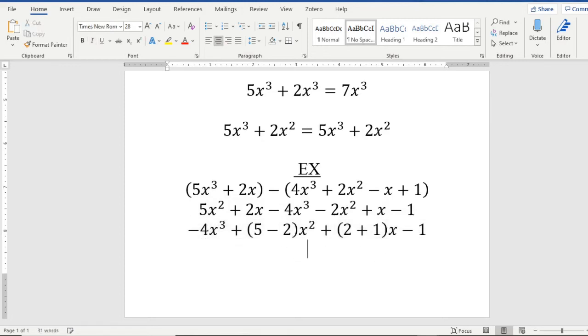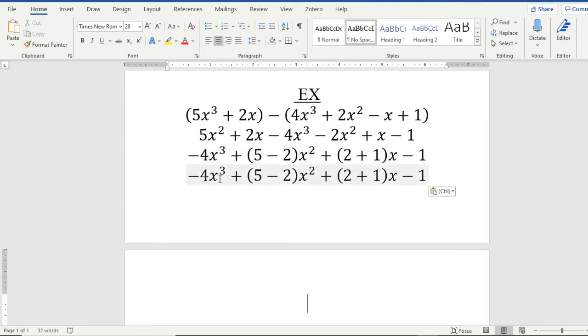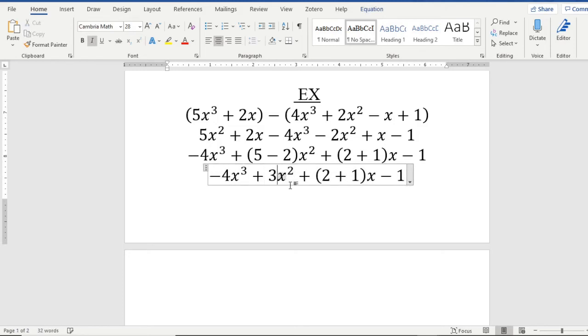Okay. Now we have to do some simplification. So 5 minus 2, well, that's 3. 2 plus 1, that's 3. Okay. This has now been completely added and simplified. This can't go any further, so we're going to stop there.